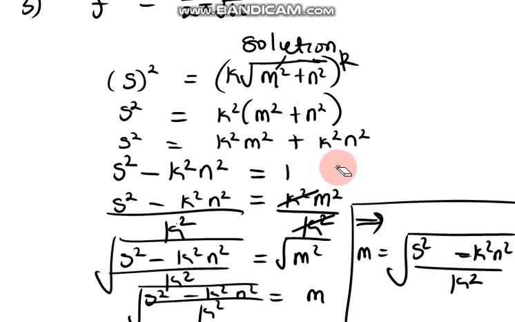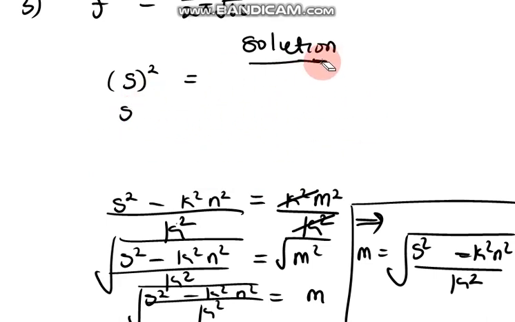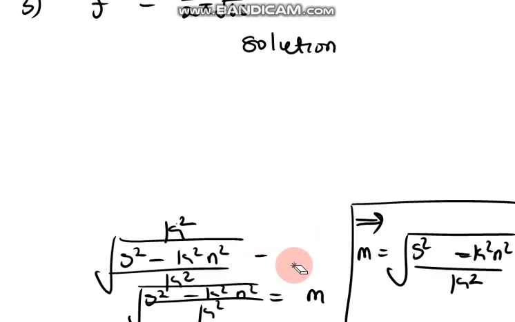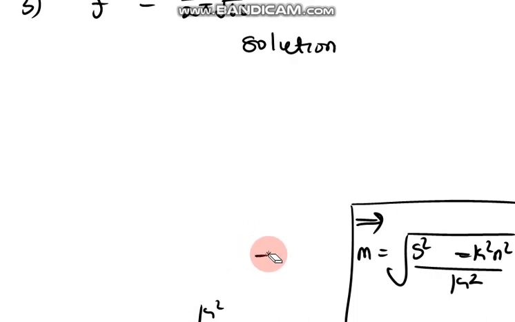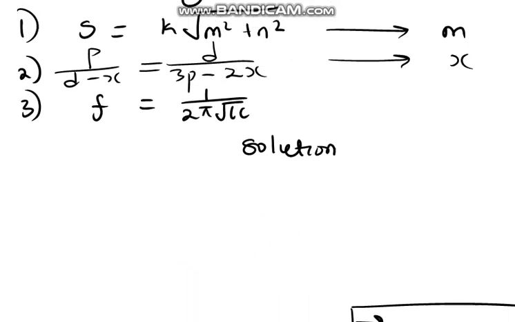To remove a multiplication, if two numbers are multiplied together, to separate them, what do you do? You find the division. That is, divide both sides by the particular variable. Do you understand that? So we have a final answer as m equal to what? s squared minus k squared n squared, divided by k squared. That's very correct. So if you understand this, let's go over to the next question.